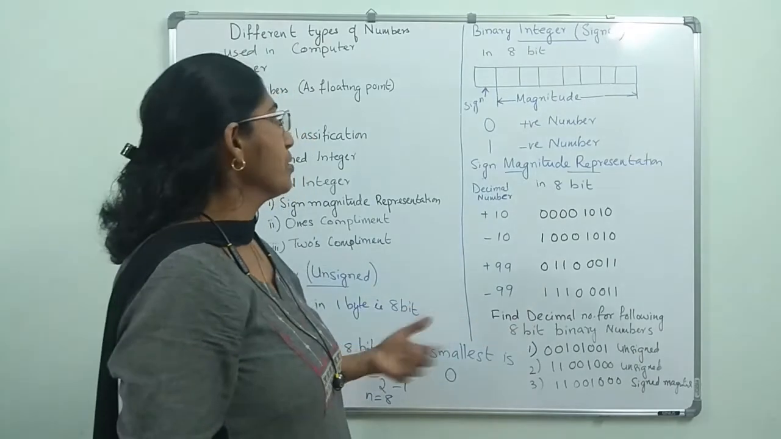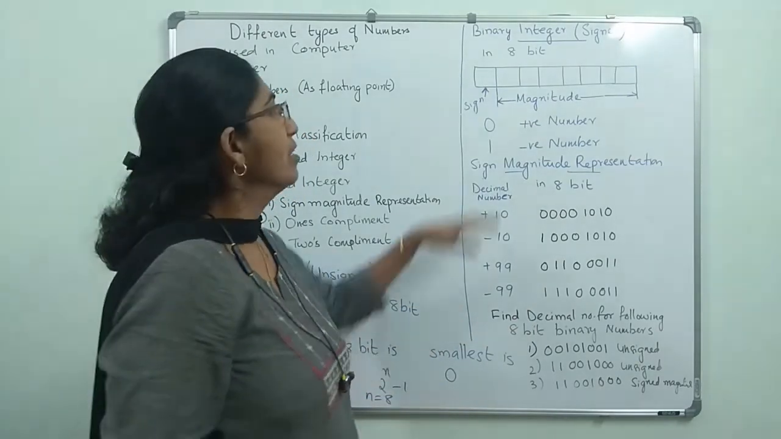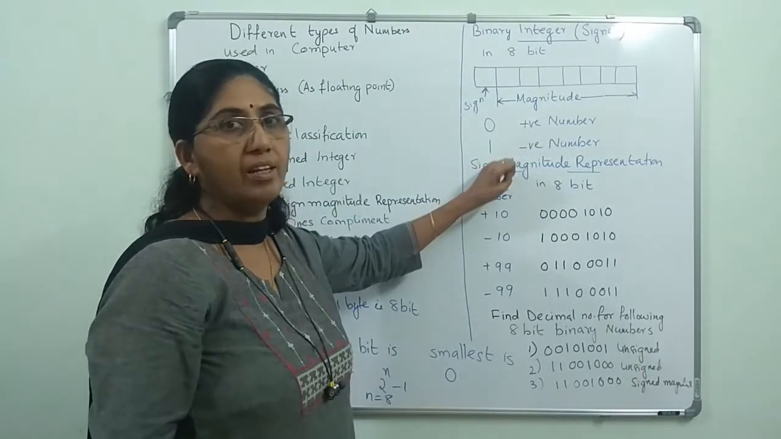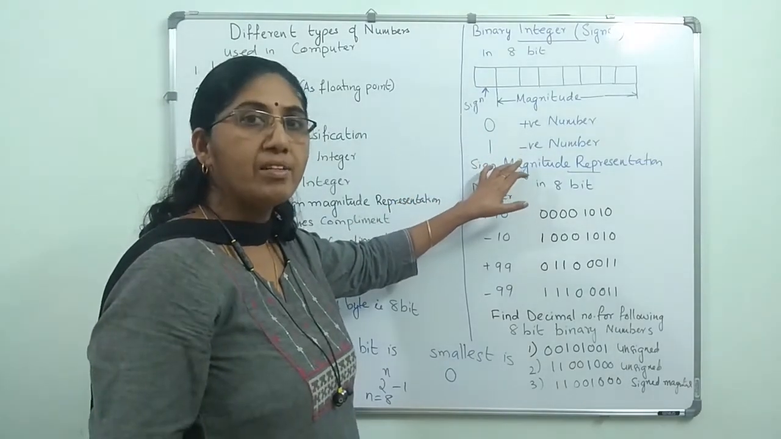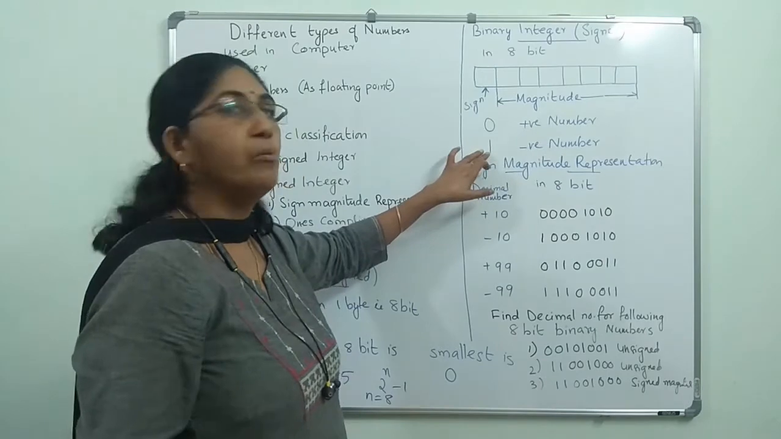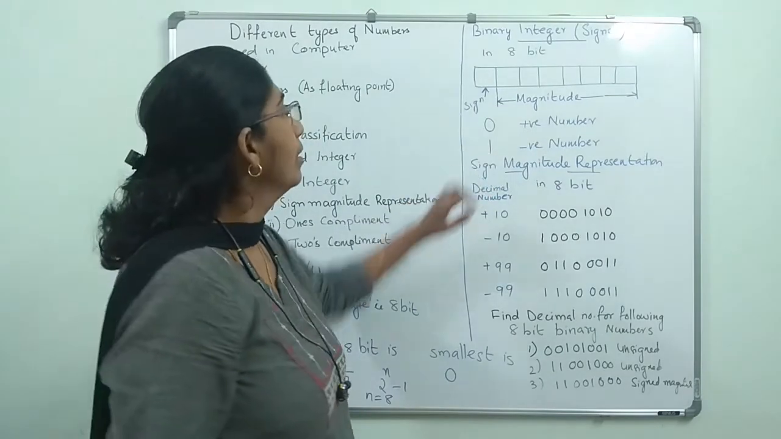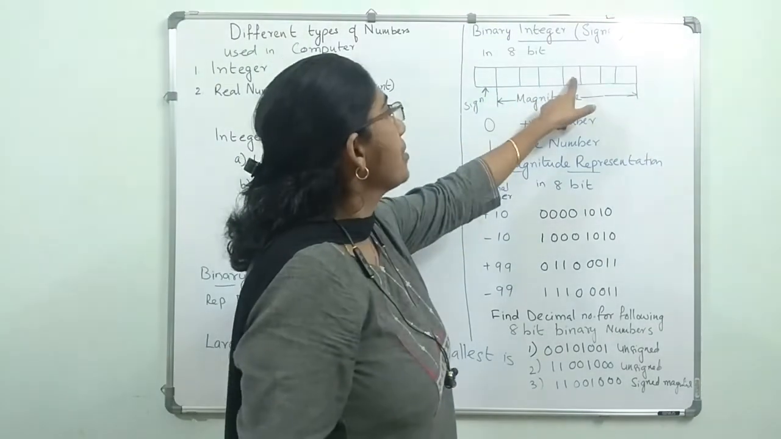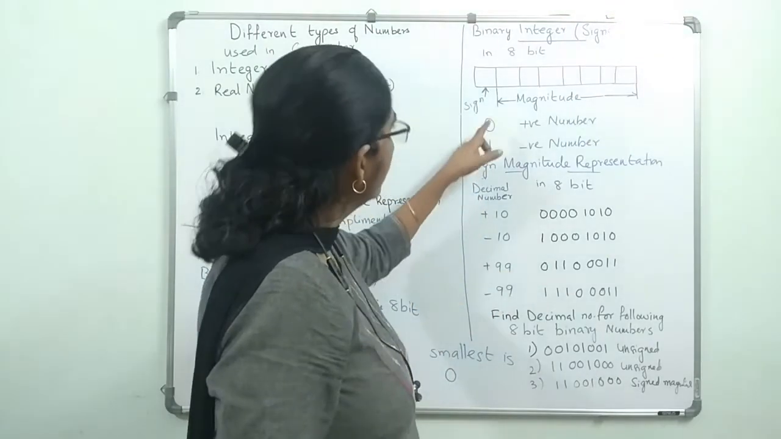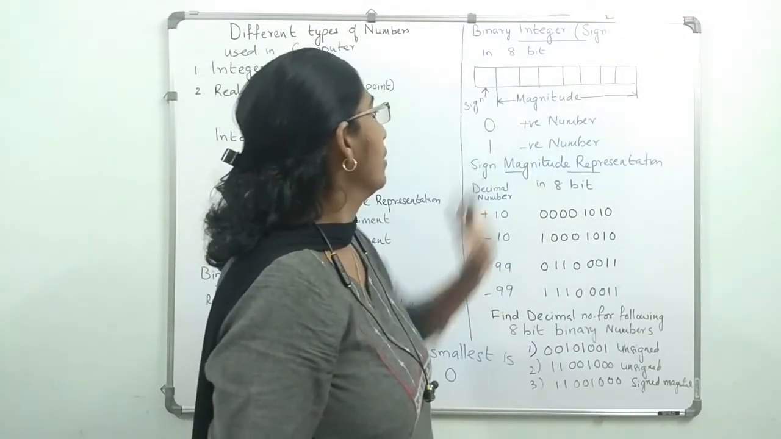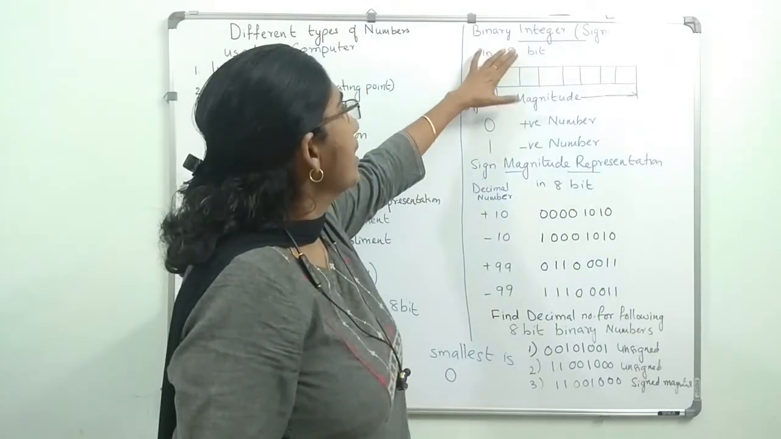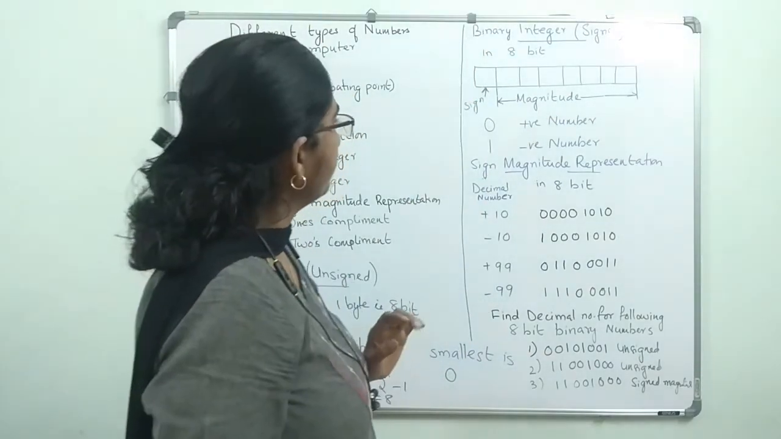And you will be giving 0 if it is a positive number. You can represent positive and negative numbers. If it is a positive number you are representing, you can assign the value 0. If it is a negative number, you will be giving the value 1. Then the rest of it you can represent. Whatever number is given, you can put in these values. That is the signed binary integer.